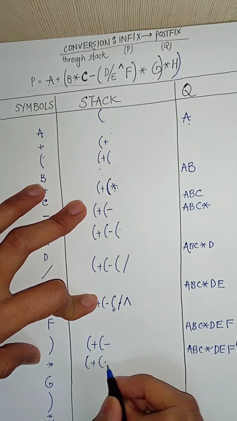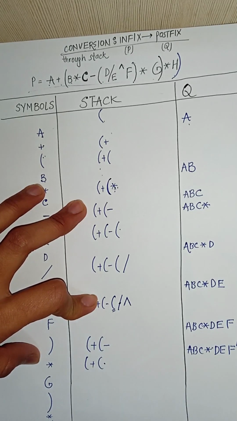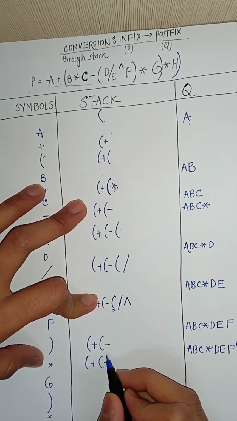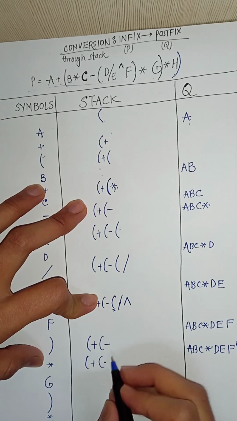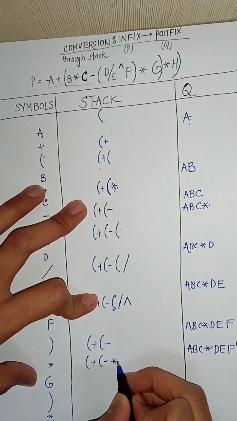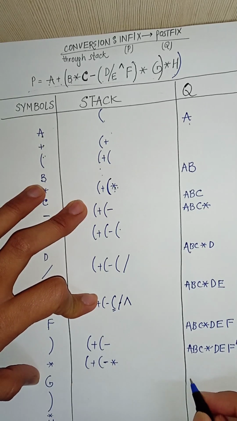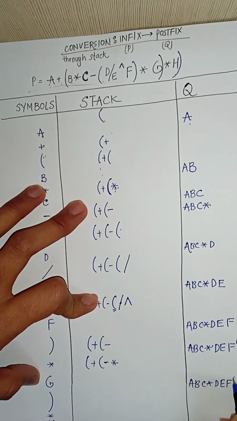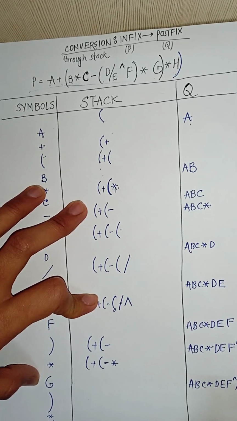Now this is again the case of comparison. Does the previously stored element have the same precedence or higher precedence? No, it has lower precedence. So what we will do is simply add it to the stack. Now an operand. Okay, for an operand we will do this: adding it into the queue.